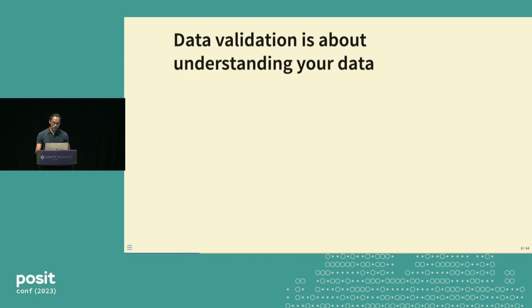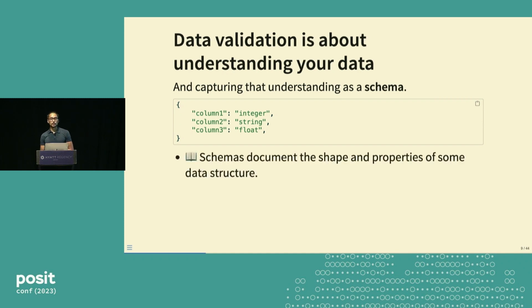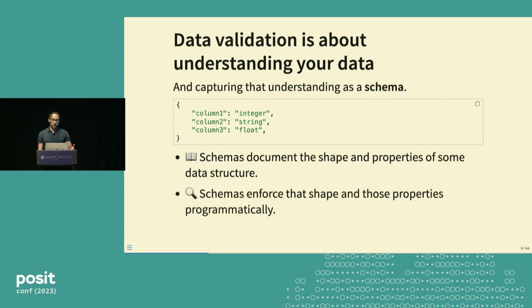Yeah, so I hope that brief story inspires or justifies this idea that data validation is about understanding your data and then capturing that understanding as a schema. So here's a little sketch of what a schema might look like, right? It's just a JSON blob. It says you have 3 columns and they have these types. So at its core, a schema is an artifact that documents the shape and properties of some data structure. In this case, we're talking about data frames. And secondly, schemas enforce that shape and those properties programmatically at runtime, perhaps.